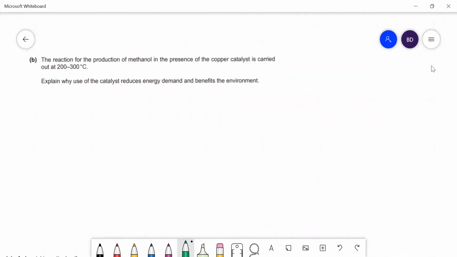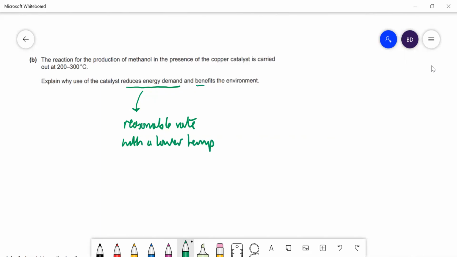Okay, the reaction for the production of methanol in the presence of a copper catalyst is carried out at 200 to 300 degrees C. Why does the catalyst reduce energy demand? I think it's quite important to read the question here. Why does it reduce energy demand? Why does it do that? Because we get a reasonable rate of reaction with a lower temperature.